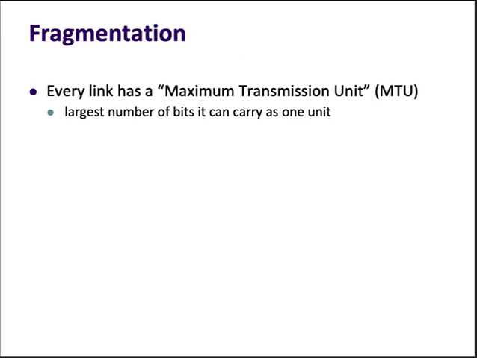Last point on the problems. One of the things that can happen is this question of fragmentation. I think this has come up in earlier lectures where we said every link has a maximum transmission unit. This is the largest unit of data that that link can carry. So sometimes a source might send a packet that is larger than some link's MTU. And so when the packet reaches that link, it is the job of the router at the front of that link to do what we call fragmentation, which is to take that packet and chunk it up into smaller packets.